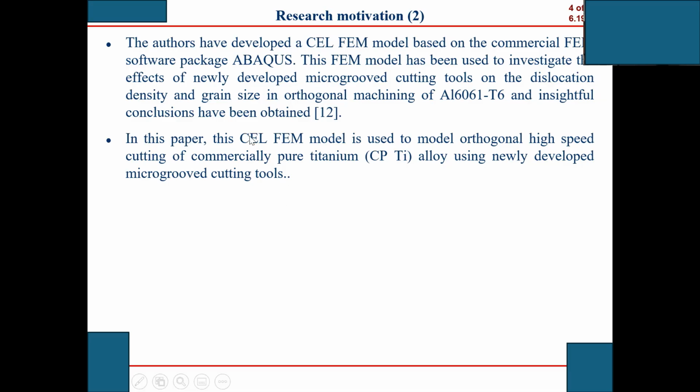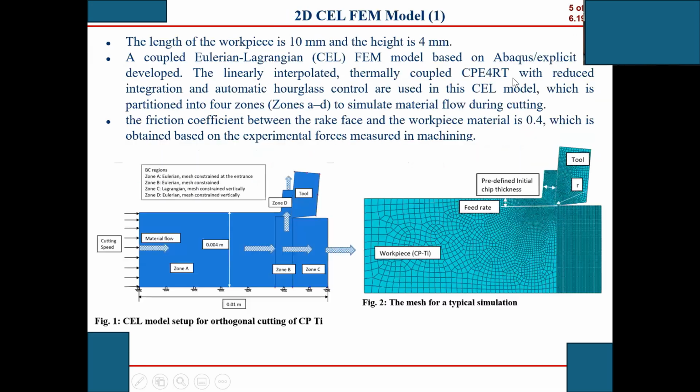But in this research we are going to talk about how we use this model to simulate orthogonal high-speed cutting of CP Ti. CP means commercially pure, right? Commercially pure titanium, using newly developed microgrooved cutting tools. So this is the research motivation. And here I'm going to show you the model.